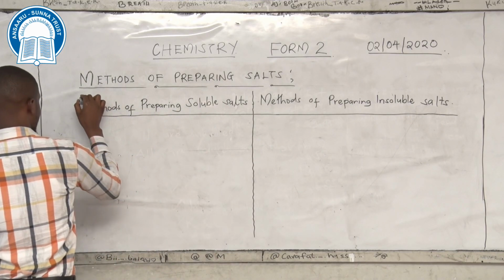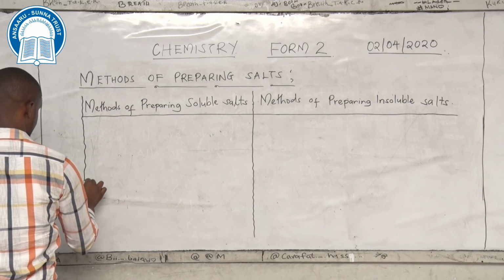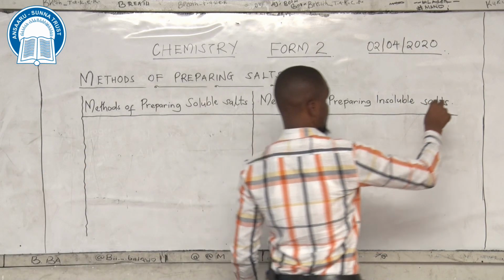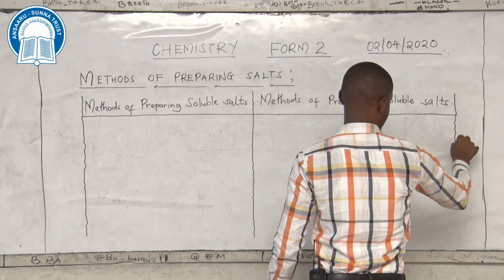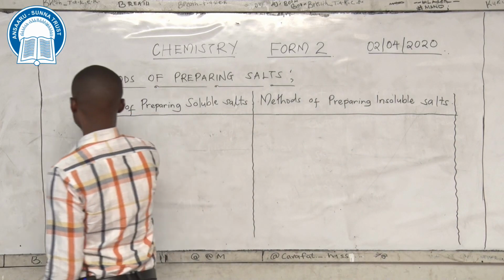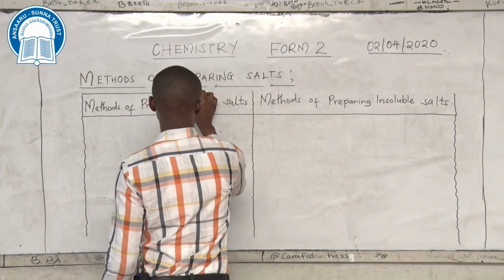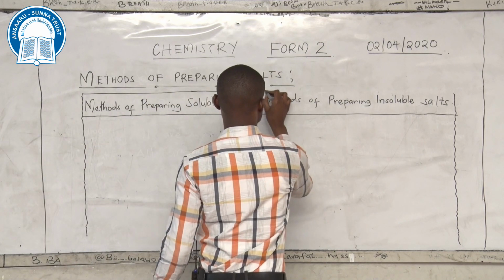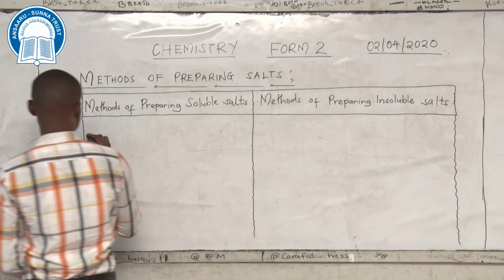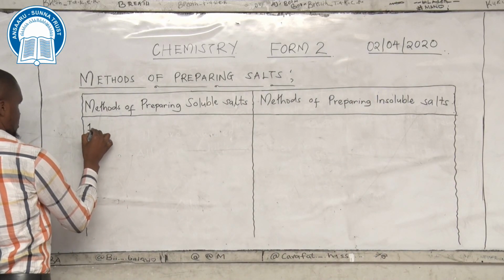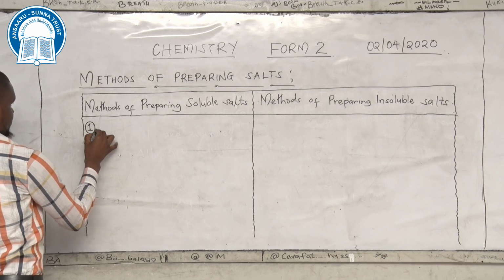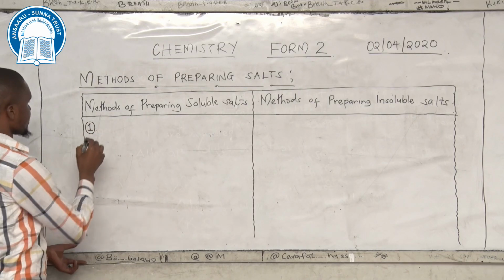Now today we will list the methods, and I will introduce one method. Then in our next classes we'll discuss the other methods until we finish all the methods of preparing salts. So we are saying the first category of the methods, I will number them.